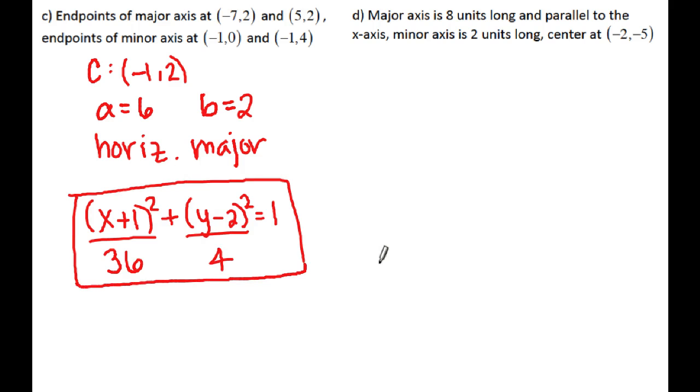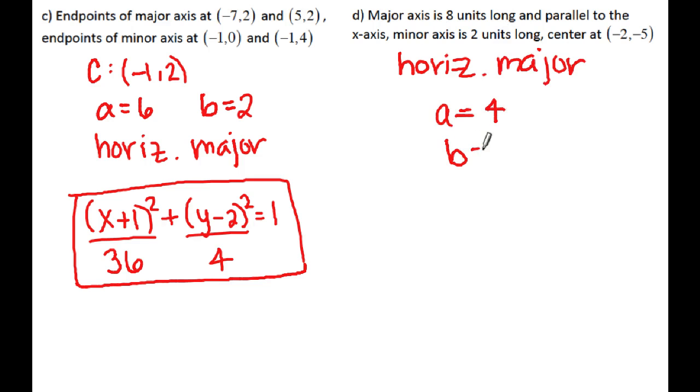For letter D, we're given that the major axis is 8 units long and parallel to the x-axis. So a major axis that's parallel to the x-axis is going to be horizontal because your x-axis is horizontal. So we know that this is going to be a horizontal major. Okay, the entire length across is 8 units. So that means A is going to be 4 because your entire length across is 2 times A. We know the minor axis is 2 units long, so that means B is going to equal 1, because we want to cut that in half.